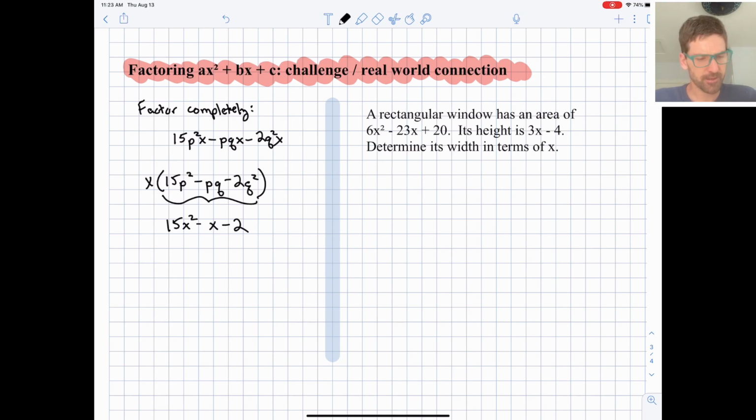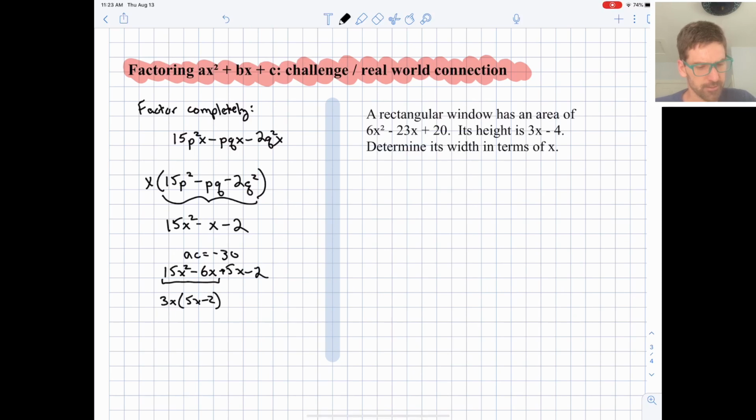I'm going to do the AC method. So AC is negative 30. So I'm going to split that up into, looks like negative 6 and 5. So 15x squared minus 6x plus 5x minus 2. Okay, so let's go ahead and try to factor each piece, pulling out the GCF from each piece separately. So this, we can pull out a 3x, and we're left with 5x minus 2. And this, we can't pull out anything, so it's a 1 and a 5x minus 2. So it looks like this factors into a 3x plus 1 and a 5x minus 2.